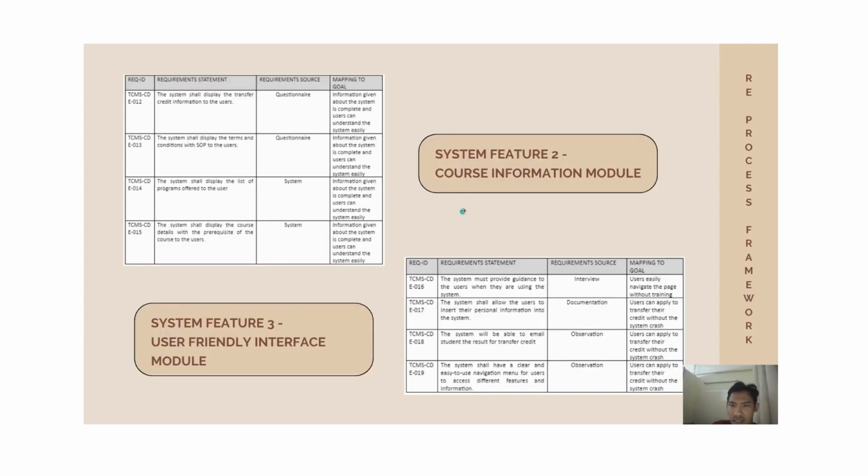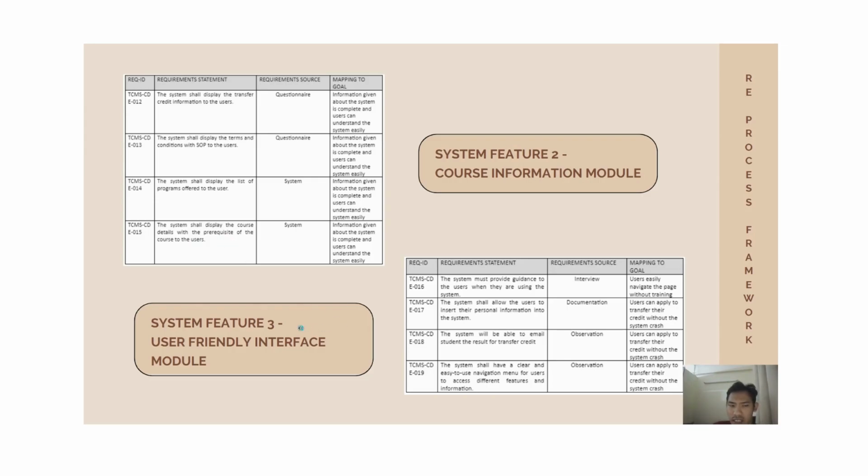And the next is the course information module. They have the functional requirements for the course information module. The system shall display the transfer credit information to the user. The system shall display the terms and conditions with the SOP to the user. The system shall display the list of programs offered to the user. The system shall display the course detail with the prerequisite of the content to the user.